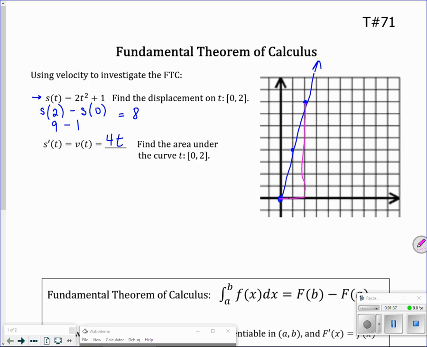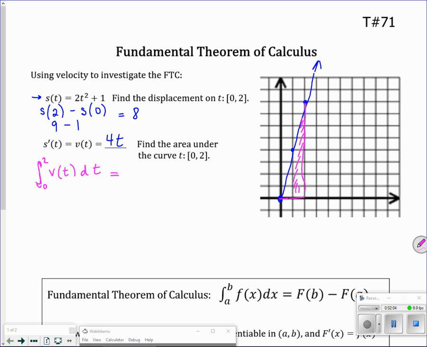We're finding this area under the curve, and we've learned that that's the integral. If I wanted to write it, it would be the integral from 0 to 2 of velocity. If my curve is 4t, then that's what I would be finding. Now let's see what this actually is.